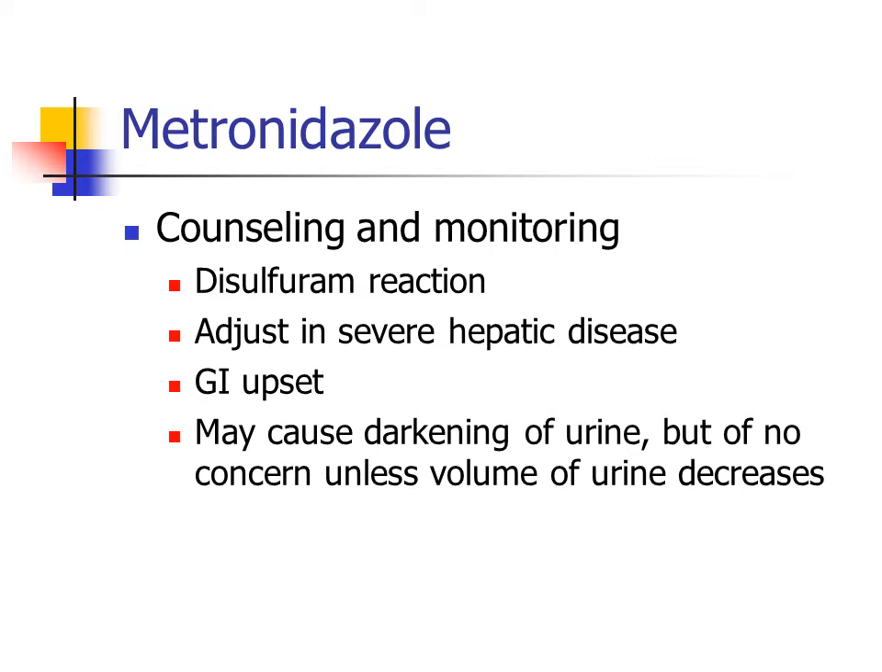Metronidazole should be adjusted in severe hepatic disease; mild to moderate disease is not something to worry about. It can cause some gastrointestinal upset, and in some patients it may cause a darkening of the urine, but really this isn't of high concern unless the volume of urine decreases, so that it's a darkening due to dehydration and concentration versus just the drug.